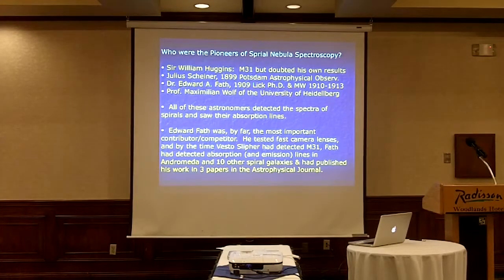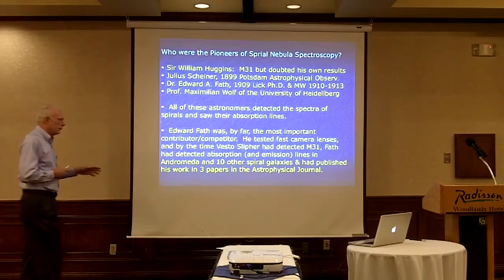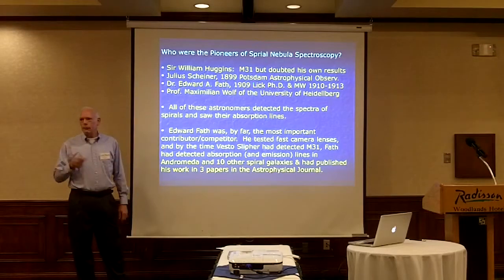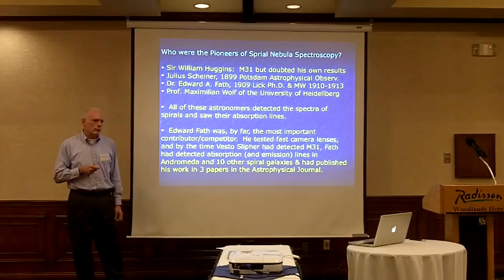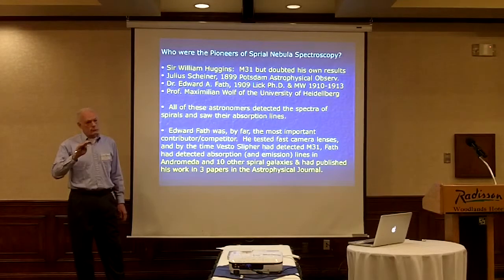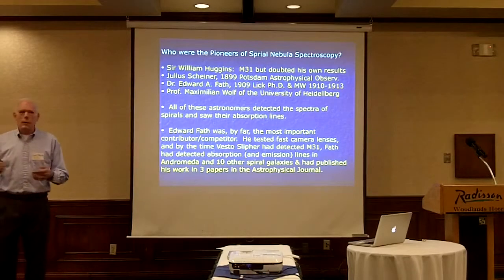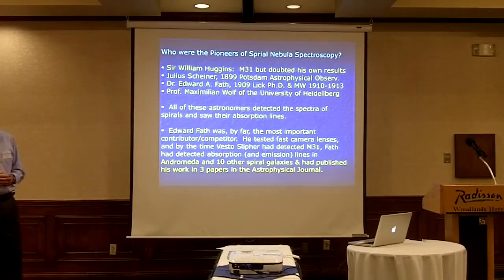It didn't resolve the issue as to what their constituents were, what they're made of, because in Fath's observations, one of the 10 galaxies that he observed was NGC 1068, which is a Seyfert galaxy and has all kinds of emission lines. And he saw the composite spectrum of an absorption line spectrum, which he had seen in the other spiral galaxies, with these emission lines, and it somewhat confused the situation.